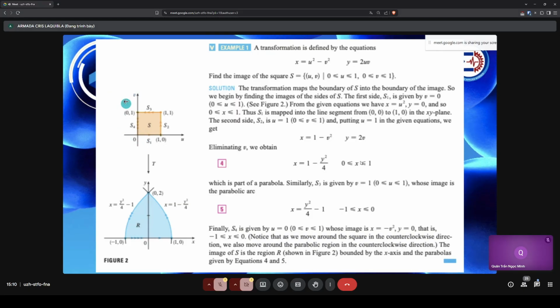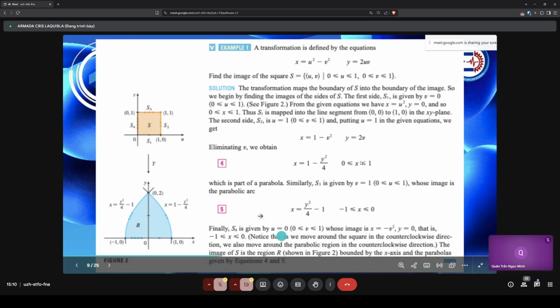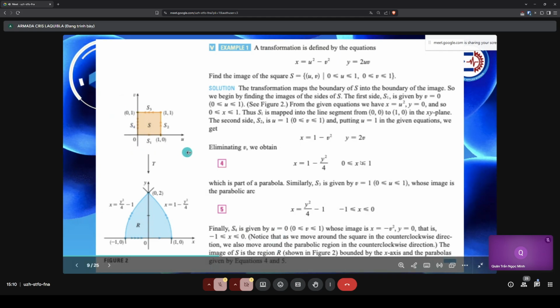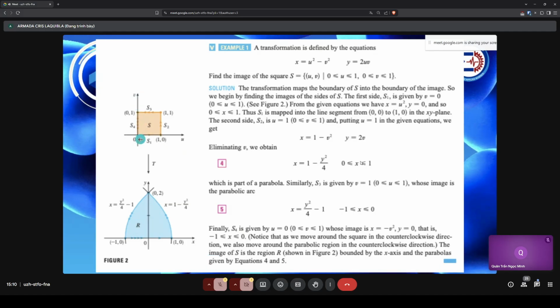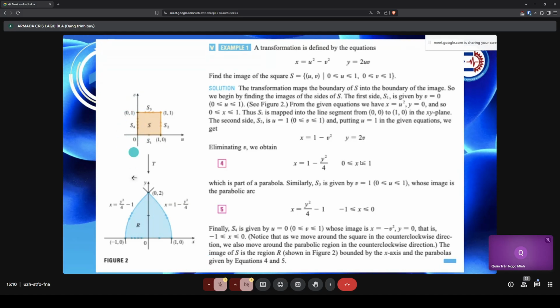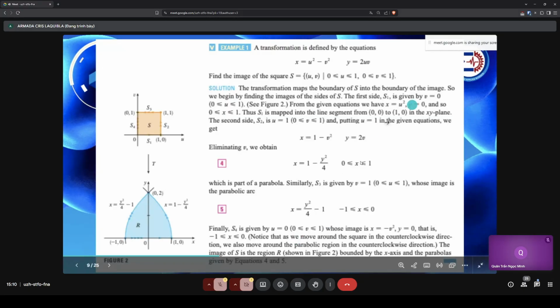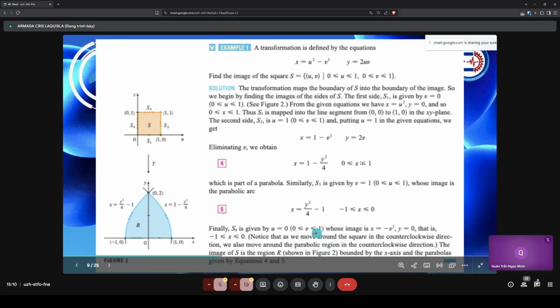Is what graph? This is your u is equal to 0, correct? This is u here. This is a vertical line. So that is u is equal to 0. Partner that with your v from 0 to 1 is your v.